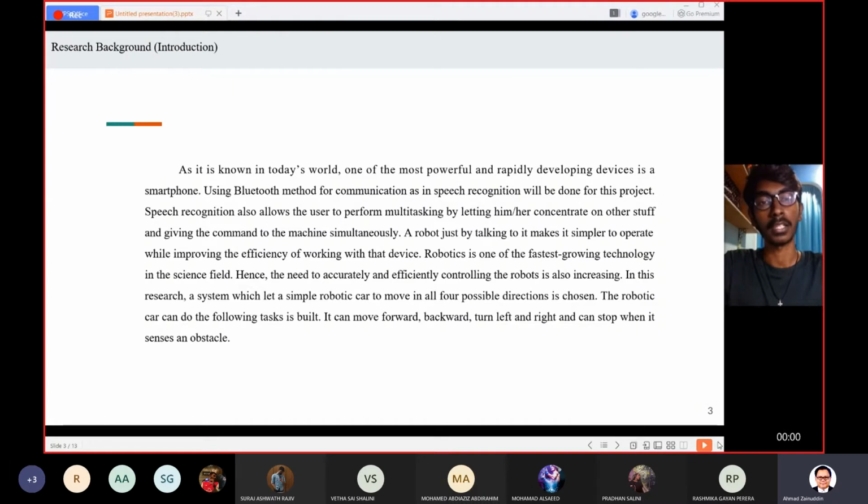Robotics is one of the fastest growing technologies in the science field. It's being used everywhere, in car mode or in other ways, like basic robots and so on. Since robotics is becoming very vast and popular, you need to control it accurately and efficiently. In my project, I'll be making a robot car which can move in four possible directions: forward, backward, and it can also turn left and right, and it can stop when it senses an obstacle.